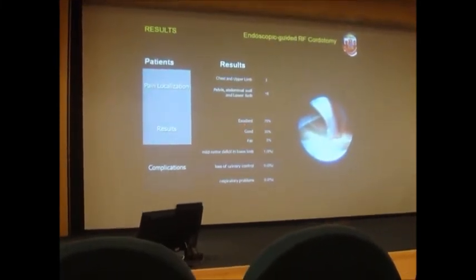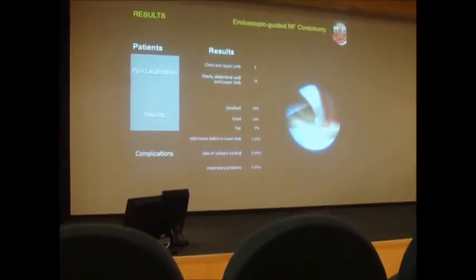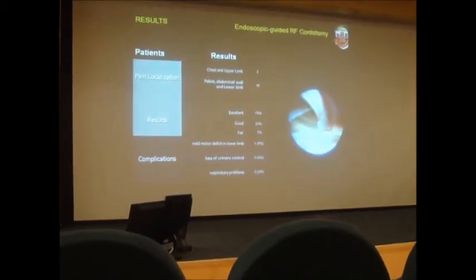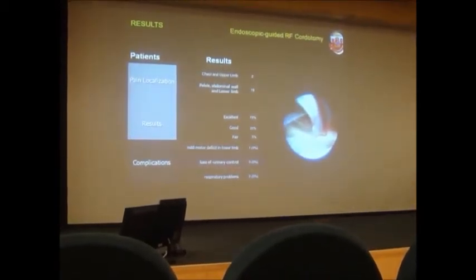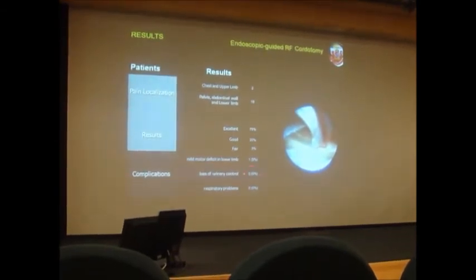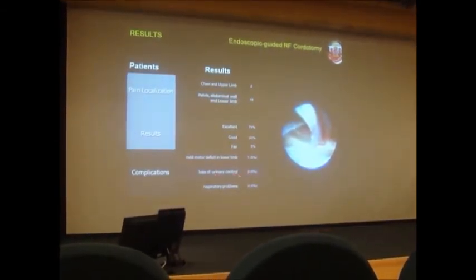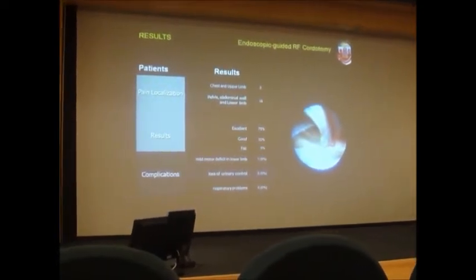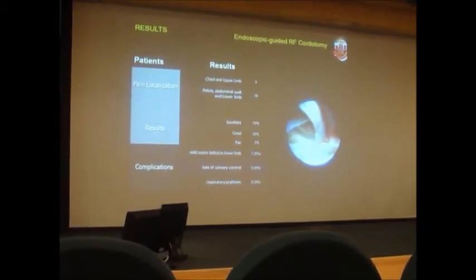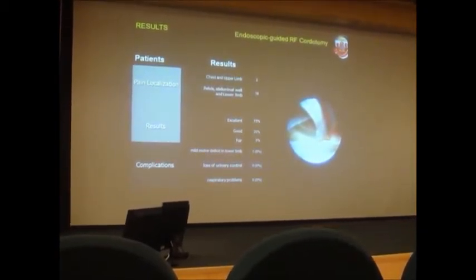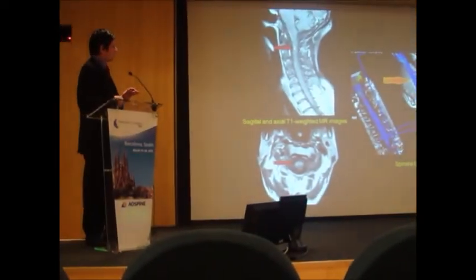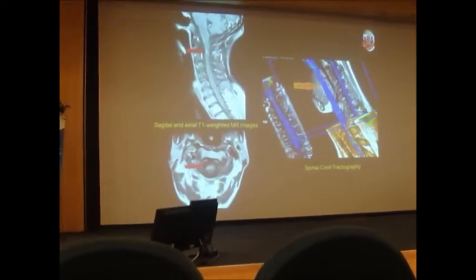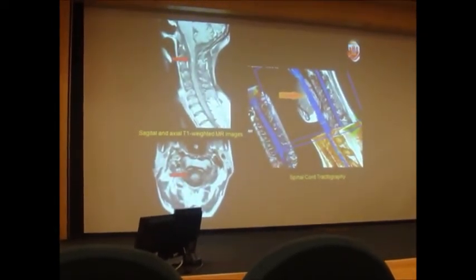For the results, we used a pain scale, rating outcomes as comfortable, fair, or no change. For complications, we had a mild motor deficit in the lower limb, but with physiotherapy it recovered over a period of 14 days. In the literature, some loss of urinary control and respiratory problems are also reported, but with the special landmarks that endoscopy gives you, you are safer from these complications. This is the follow-up, and we are also able to perform spinal cord tractography to see where the lesion is.